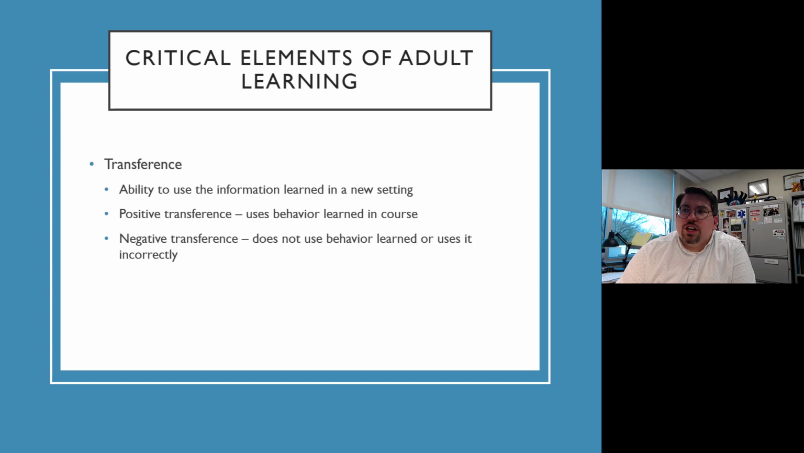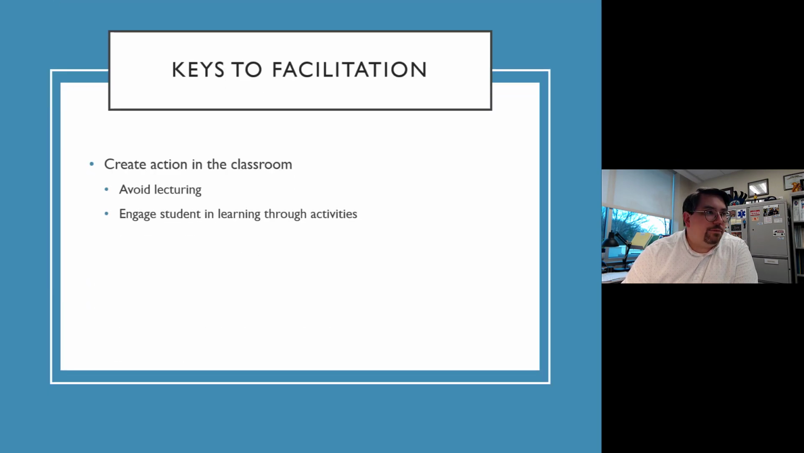Now, transference is another aspect: the ability to use information learned in a new setting. There's positive transference, where you use good behaviors you've learned in the course, and negative transference, where the learner does not use the behavior learned, or uses it incorrectly. The goal is for positive transference, right? Reach students in all three domains of learning: the cognitive, the affective, and the psychomotor. Then you're going to ensure that you have the greatest level of transference. And again, we want to focus on the positive aspects, not the negative.